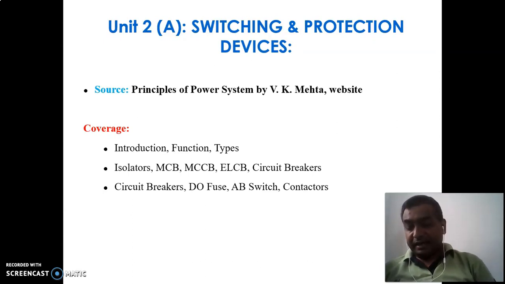Unit 2 part A is switching and protection devices. Here we will be focusing upon the introduction, function and types of various protection devices used in electrical power system, which may include isolators, MCB, MCCB, ELCB and circuit breakers. We are also going to discuss the DO fuse, AB switch and contactors.